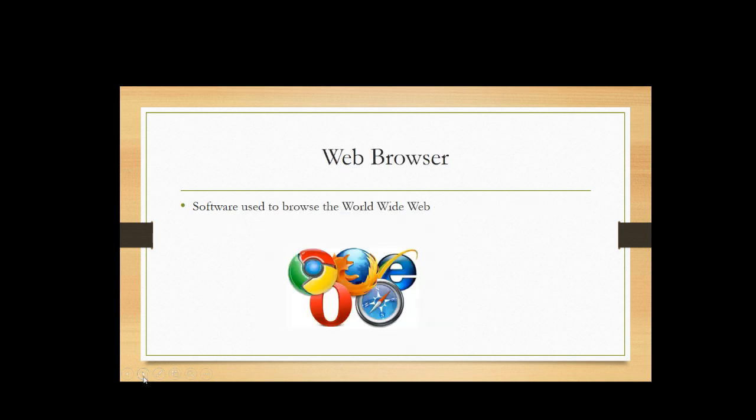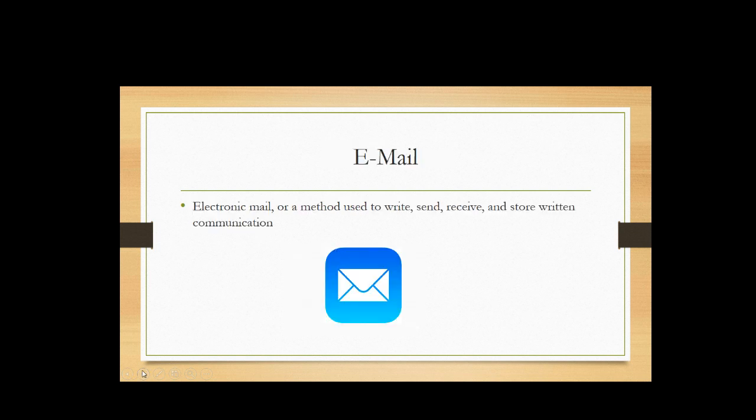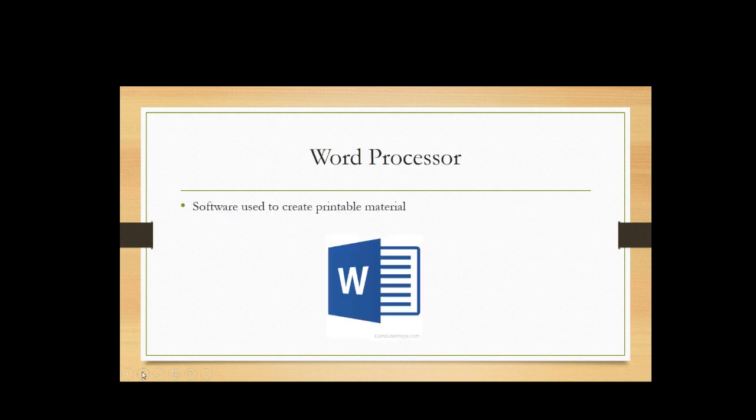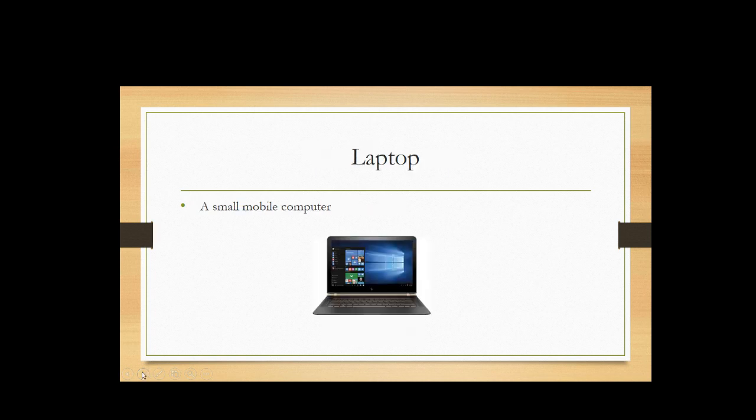What's a web browser? Software used to browse the World Wide Web. You might recognize these. Now, what's email? I'm sure you know what email is, but here's the technical definition. It's electronic mail, a method used to write, send, receive, and store written communication. Lots of different types of emails, right? Now, what's a word processor? Software used to create printable material like Word or Google Docs. What's a laptop? It's a small mobile computer. You're probably using one right now.